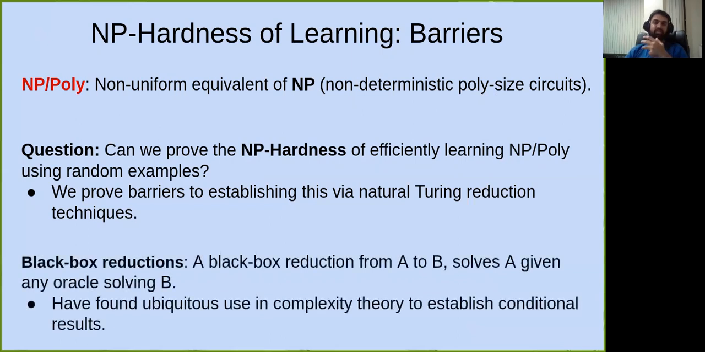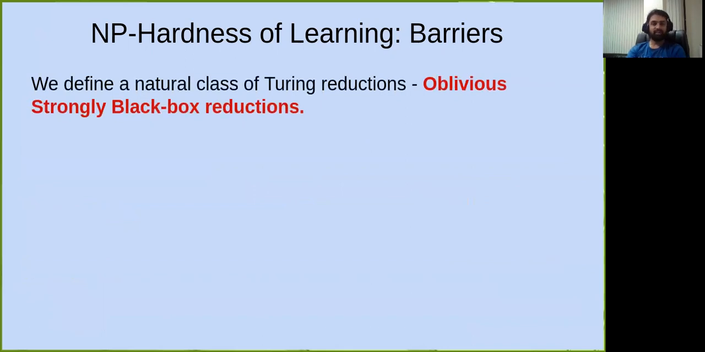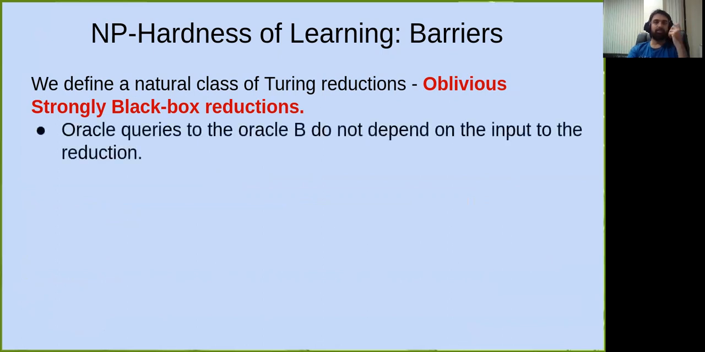And the kind of reduction techniques we consider are black box reductions, where a black box reduction from problem A to problem B solves A given any oracle which solves B. Having found ubiquitous use in complexity theory to establish various conditional results like worst case to average case reductions or constructions of pseudo-random generators, black box reductions have been considered to be very powerful. So we define a natural class of Turing reductions, which we call oblivious, strongly black box reductions. What I mean by this is that oracle queries to the oracle B do not depend on the input to the reduction. Here, oracle B is an oracle to the learner, and the queries to the learner do not depend on the input to the reduction.